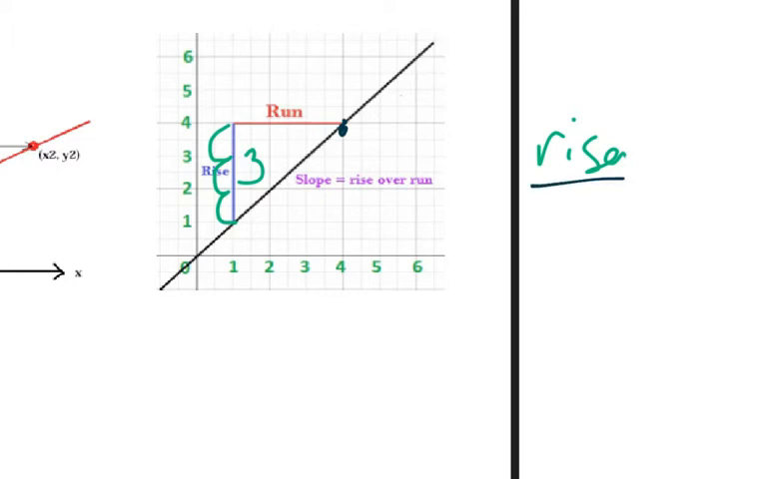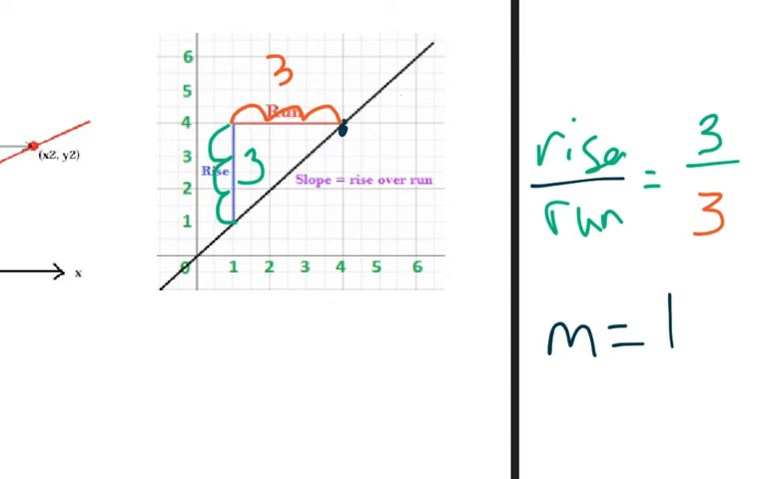Rise over run. So I definitely have to go up 3. Let's find out how far I had to run. So from here, I go 1, 2, 3. I also run 3, and 3 over 3 is 1, so the slope of this one is 1. And that makes sense, because it's not very steep.